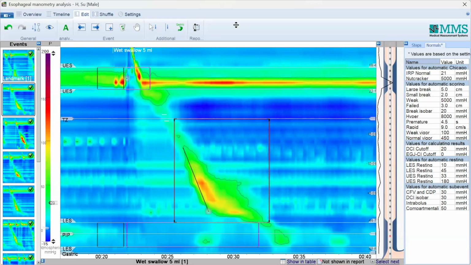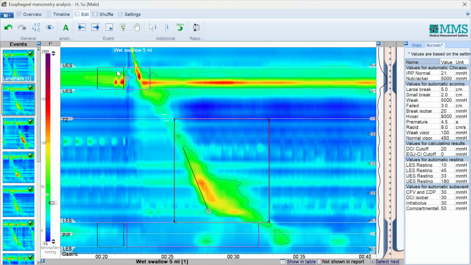This is a typical normal swallow. What will we see in each swallow? We see this high pressure zone, the upper one, which is the upper esophageal sphincter. We have this part, which is the body of the esophagus. And we have the lower part, which we also call a high pressure zone, but this is the LES, the lower esophageal sphincter. So we have to see these three parts in each swallow.